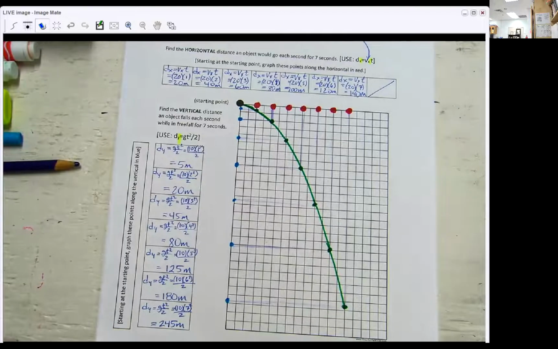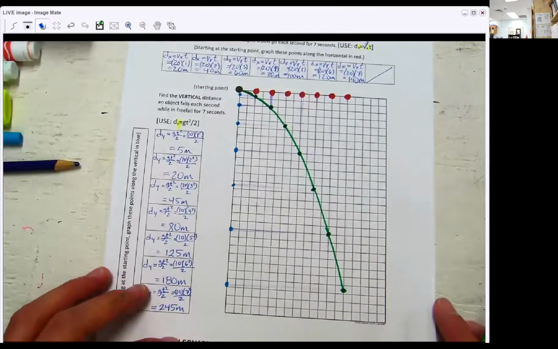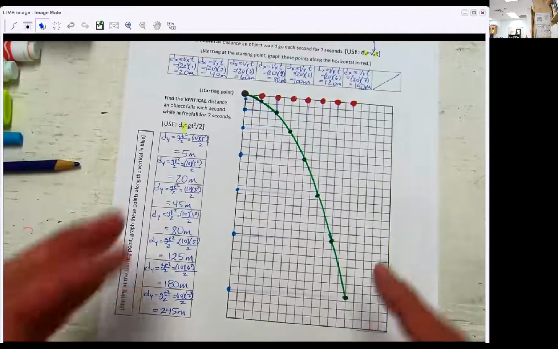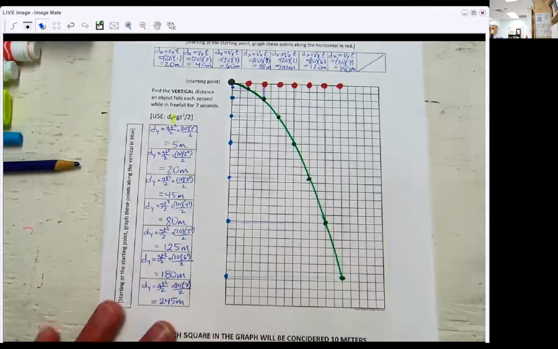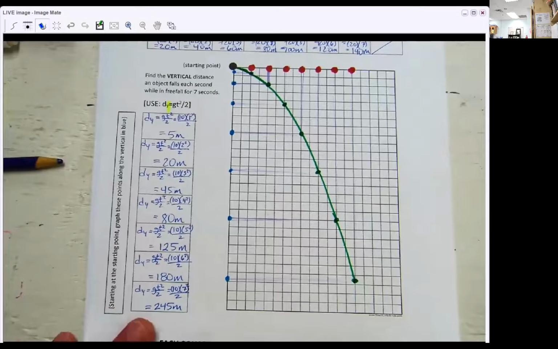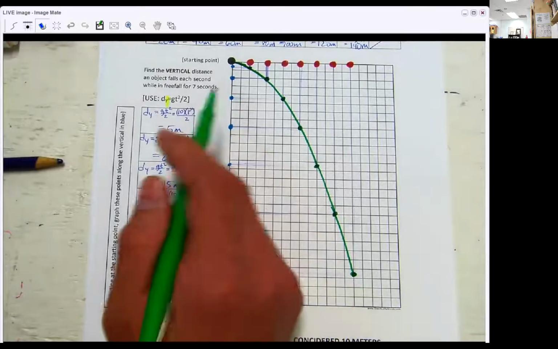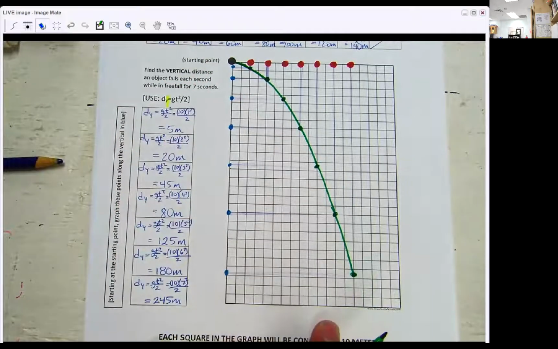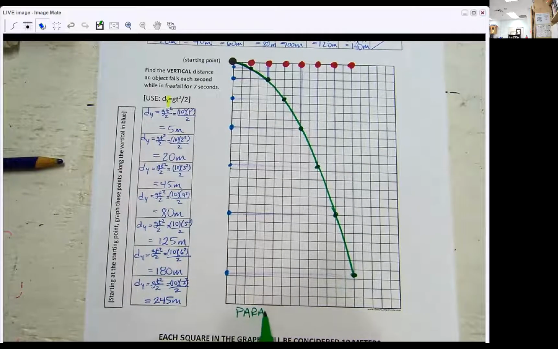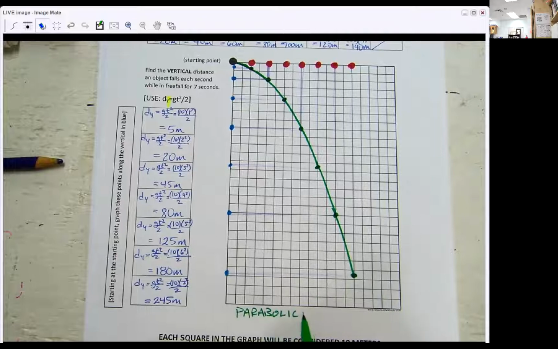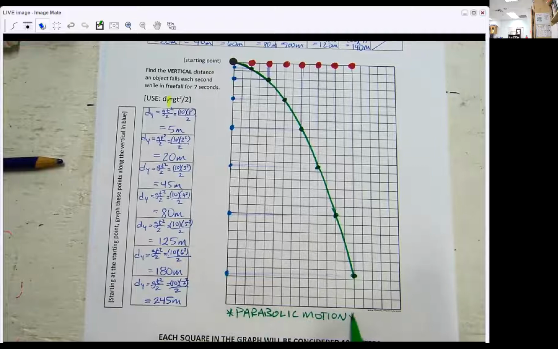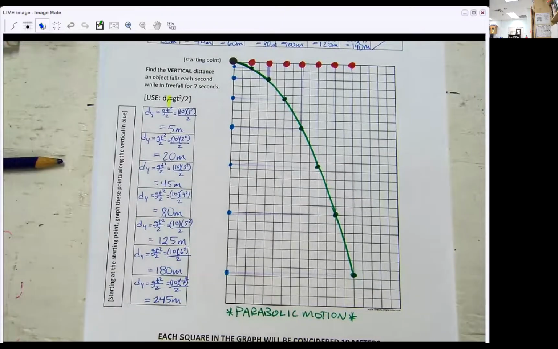In math, when you're graphing, when you get a shape that looks like this, what do you call that? It starts with a P. A parabola. That is correct. So we get this parabolic shape. It's called parabolic motion. So the shape that any projectile takes is called a parabola, or has parabolic motion.